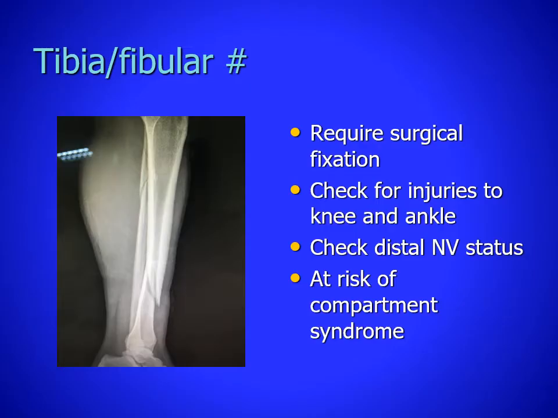Tibial shaft fractures should always be surgically fixated. Like in all fractures, always check the joint above and below and ensure the distal neurovascular status is normal. Lower limb injuries as well as forearm injuries always have a high risk of compartment syndrome. Remember the 5 P's of compartment syndrome: pain, pallor, paresthesia, pulselessness, and paralysis.